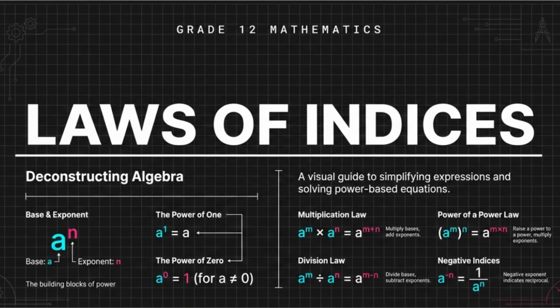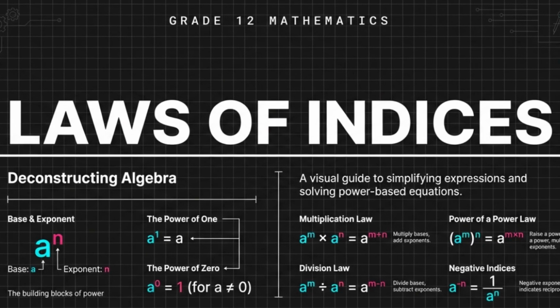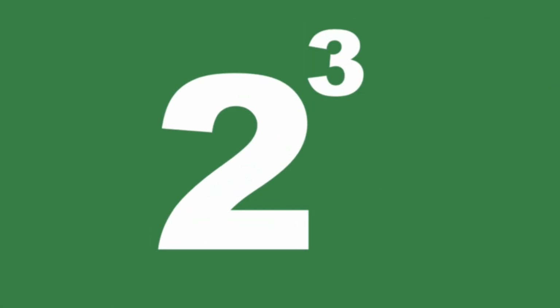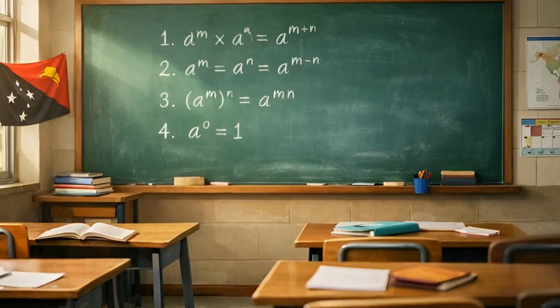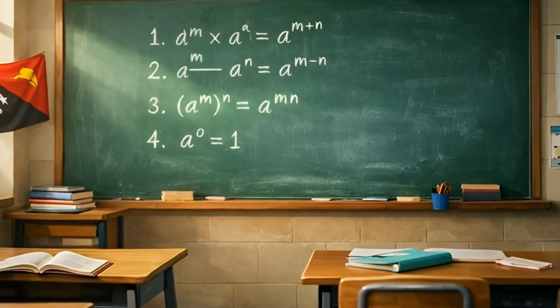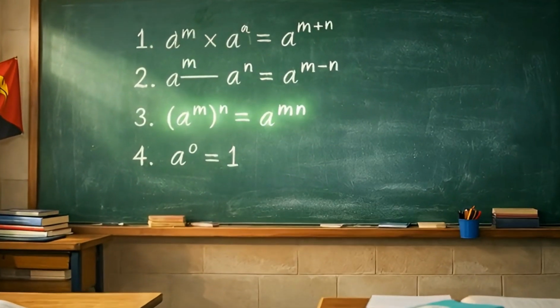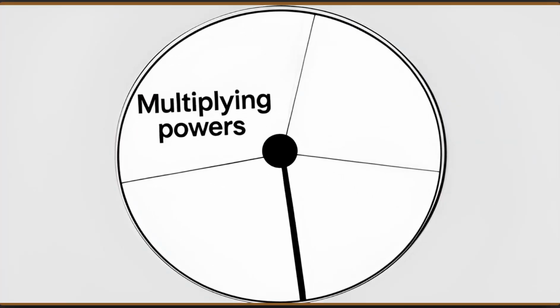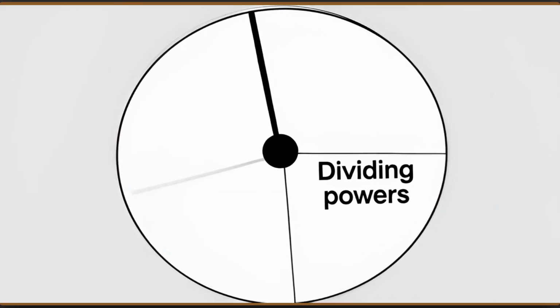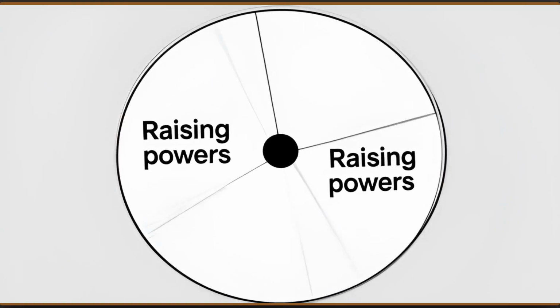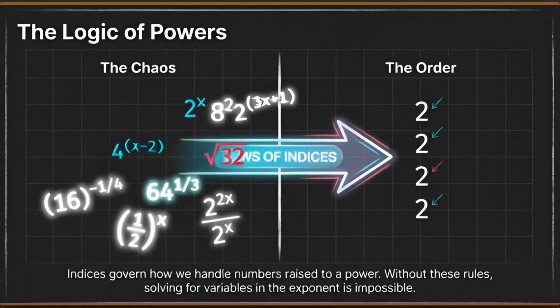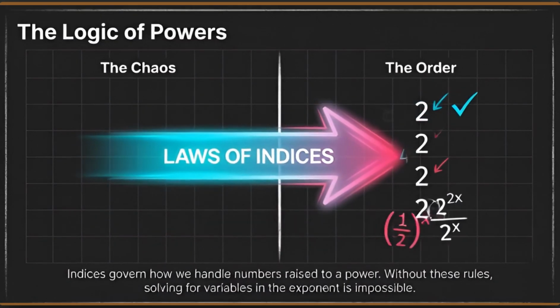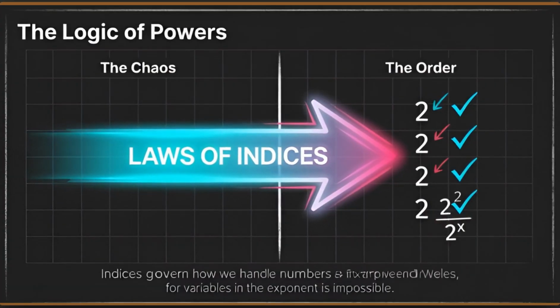Okay, let us take a moment to think. When we see numbers like 2 squared, 2 cubed, or 2 to the power of x, we are working with indices. The laws of indices give us clear rules for multiplying powers, dividing powers, and raising powers to another power. Without these rules, solving complex equations would be very difficult.